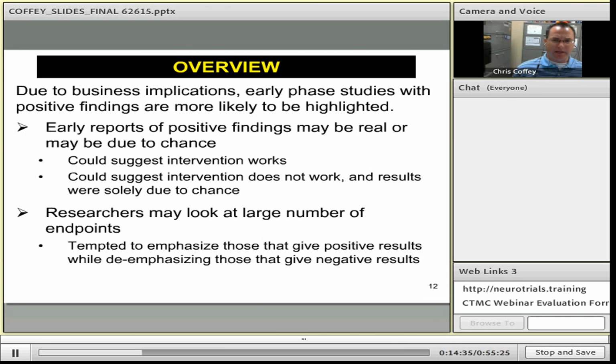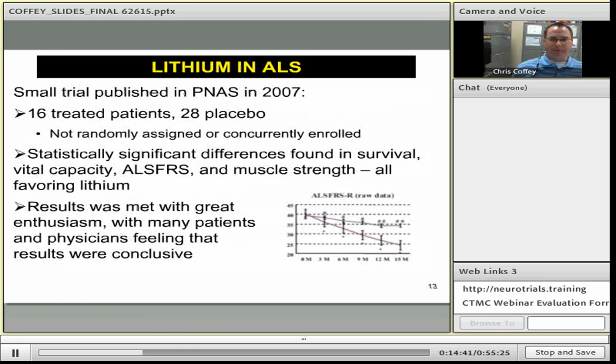So the general context of where things stand, I think, always has to be kept in the back of your mind as you're interpreting results from these types of early phase studies. Next slide, please. A good example of a situation where you run into challenges with these types of studies was in ALS. In 2007, there was a small trial published in the Proceedings of the National Academy of Sciences. So very small: 16 treated patients, 28 placebo.